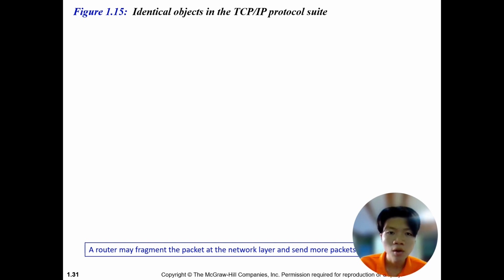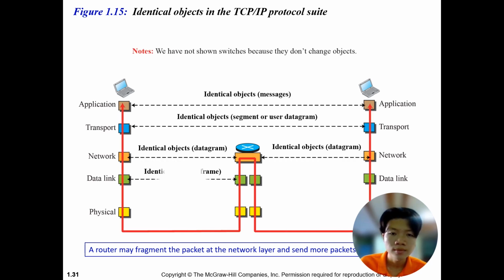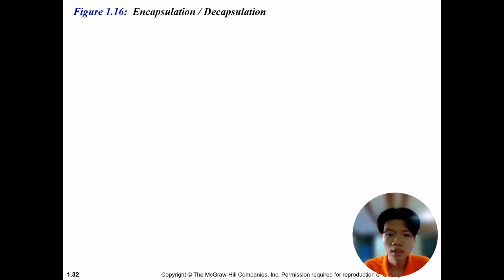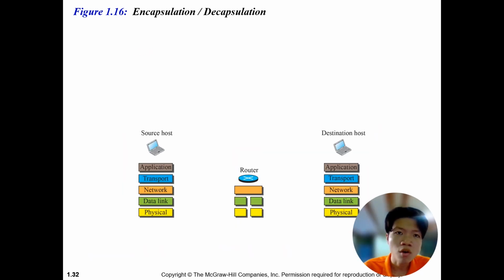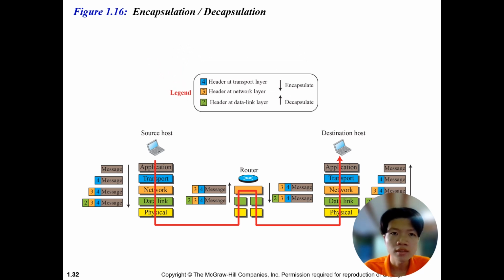Here are identical objects in the TCP/IP protocol suite. Here is a broader view of the process of encapsulation and decapsulation. At the source host, we have encapsulation. At the destination host, we have decapsulation, while at the router we have both.